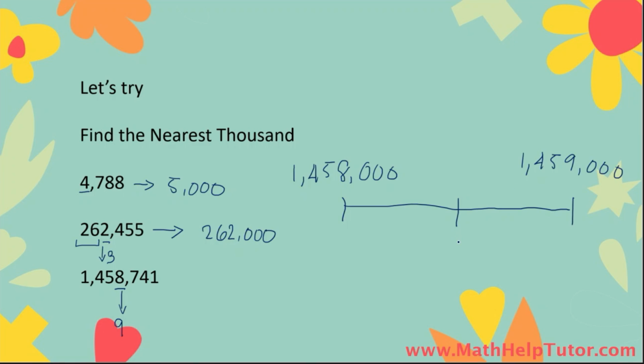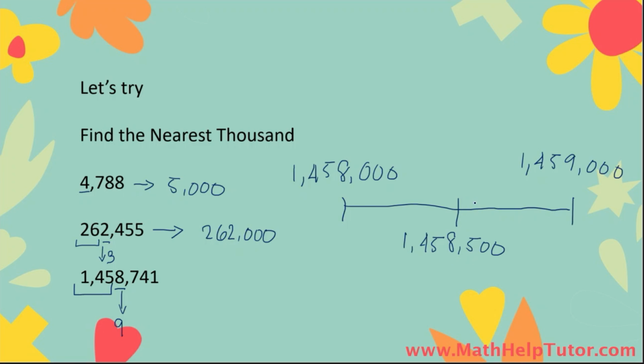And what's the value between our thousands places? What's between 8,000 and 9,000 has to be 8,500. But our number is not just 8,500, right? Because we have places to the left of the place that we are rounding off. So we have to consider that as well. So the value between the places is 1,458,500.